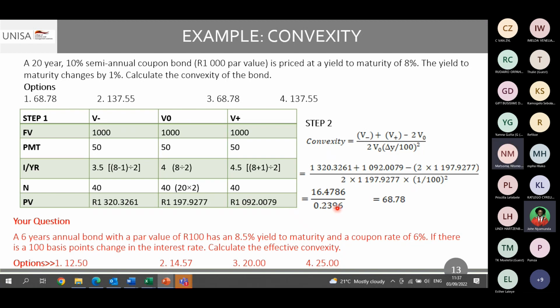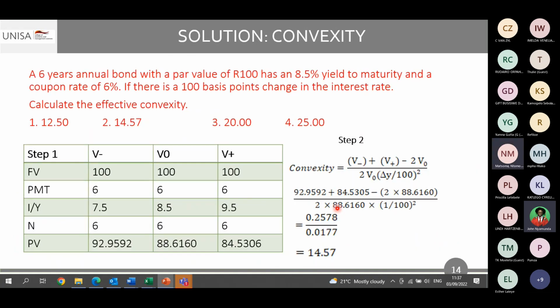Okay, I can see we have quite a number. Everyone is saying option 2, which is 14.57, and that's correct. 14.57. Ladies and gentlemen, I am so proud. People are getting their answers right there.